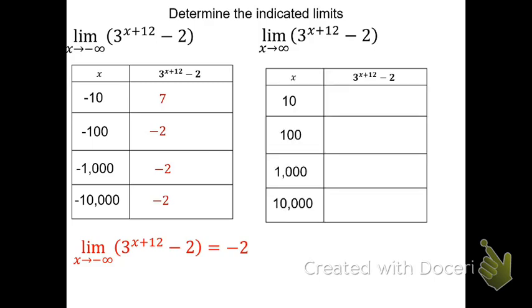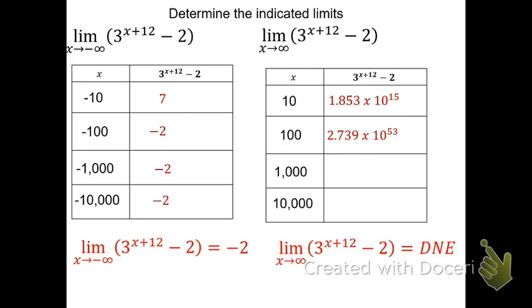Well, let's pick some numbers again. And the first one we see is 1.853 times 10 to the 15th. That is a large number. And if we substitute in 100, it's going to get even larger. Now it's 2.739 times 10 to the 53. This is going unbounded. It's approaching positive infinity for f of x. Which means if we do it again, we're going to get something on the calculator that it can't even handle. It'll say either overload error or something of that nature, which means it's unbounded. Which means the limit of 3 raised to the x plus 12 minus 2 as x approaches infinity does not exist. It's an unbounded value because it's approaching positive infinity. Not a unique number.